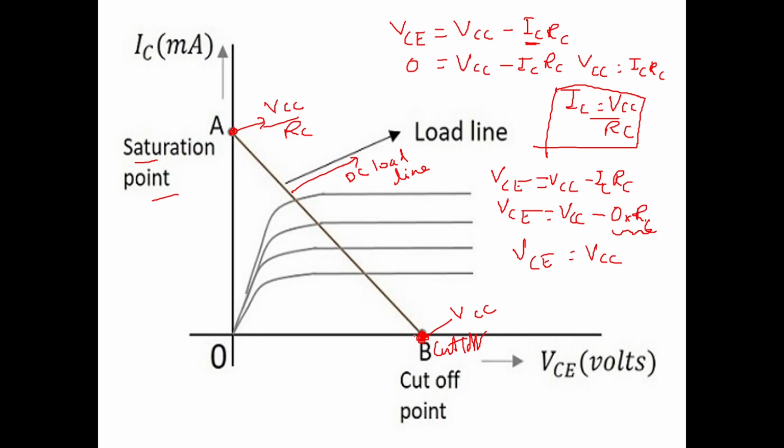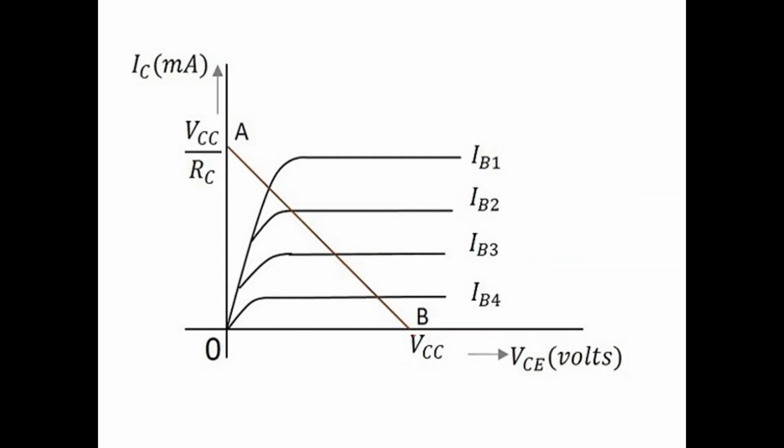And this line, when you get without the input signal by applying only the DC voltages to the transistor, will be called the DC load line. So this saturation point and cutoff point, point A and point B, can be replaced like this. Point A will be VCC upon RC and point B will be VCC.